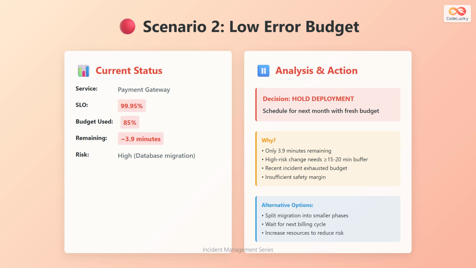Why? Your remaining budget of 3.9 minutes is far too small for a high-risk change that could expose you to 15 to 20 minutes of downtime. Recent incidents already exhausted your budget, leaving insufficient safety margin. Instead, consider alternatives. Split the migration into smaller phases, postpone the work until the next billing cycle, or increase your resources to reduce the risk profile.